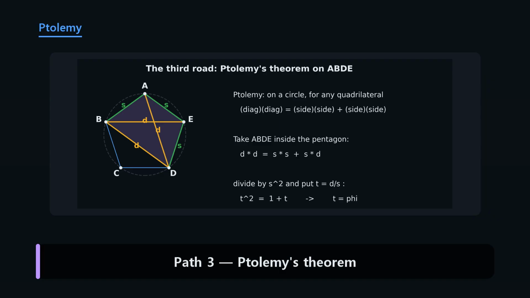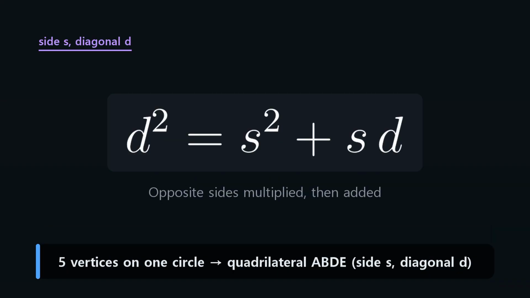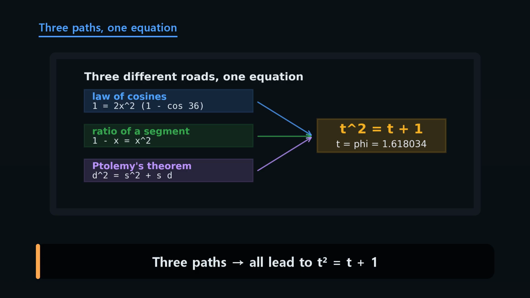The last one, the third path, brings a more grown-up weapon, Ptolemy's theorem. In a cyclic quadrilateral, the sum of the products of the two pairs of opposite sides always equals the product of the two diagonals. The pentagon's 5 vertices all lie on one circle, so apply the theorem directly to quadrilateral ABD. Divide both sides by s squared, and for the third time the very same equation jumps out. The law of cosines, the ratio of segments, Ptolemy, all 3 paths gather into one and the same equation.